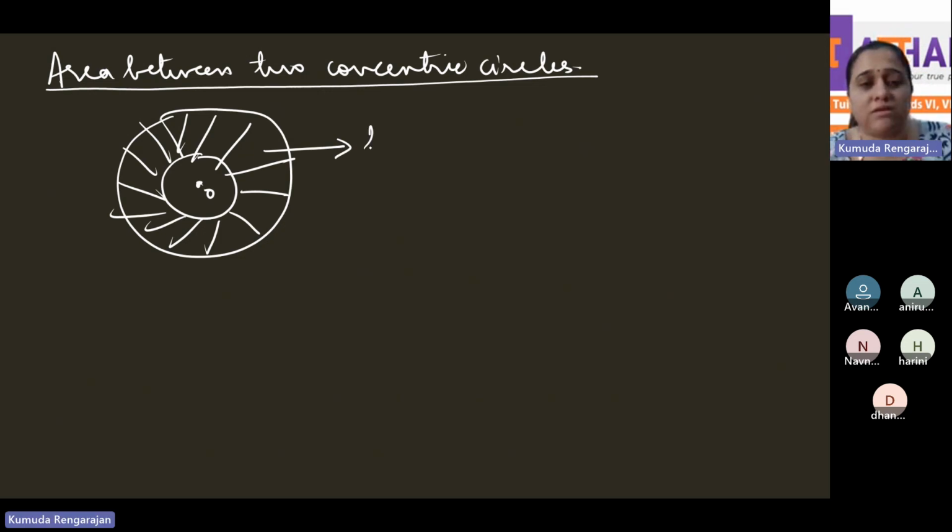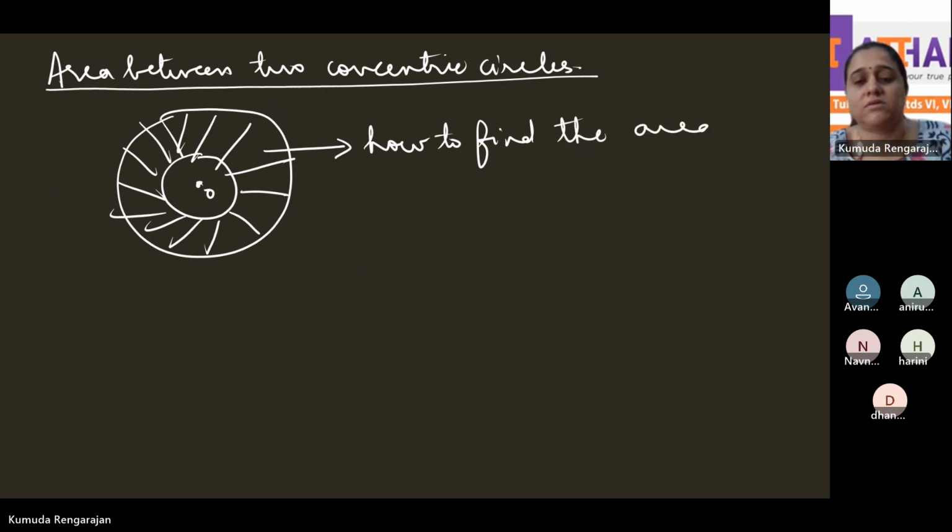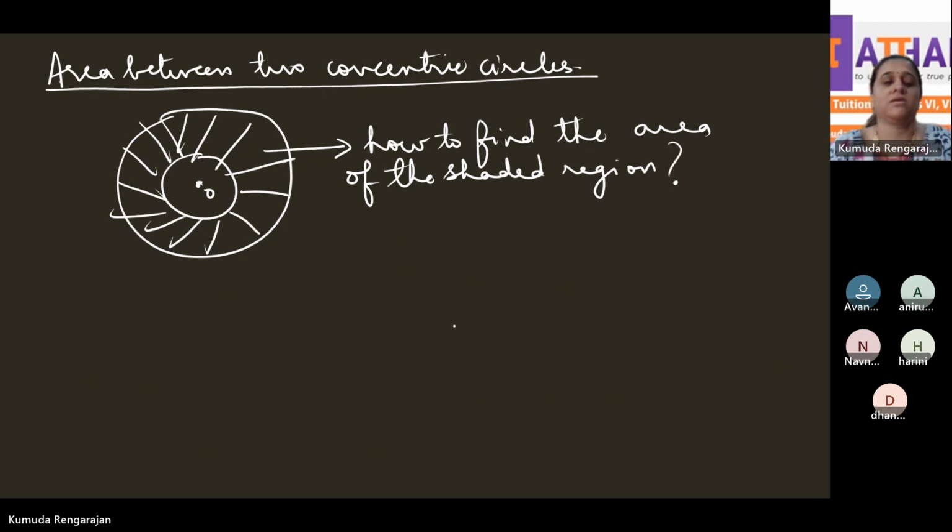So how to find the area of the shaded region? That's what we are going to learn now. You understand what I've drawn? I've drawn two circles with the same center O, but different radii. One is small, the other is big, so the radius is different.